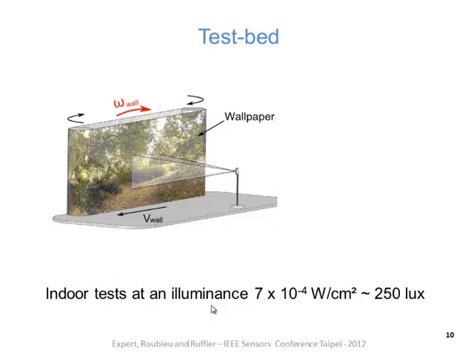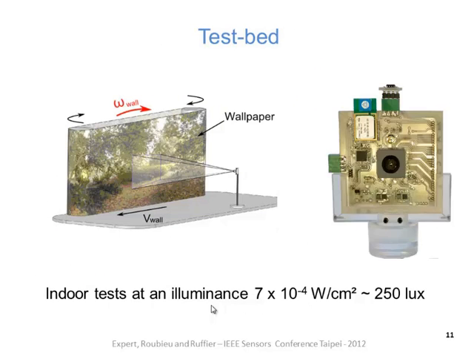And we tested that on a test bed, which is quite simple. We have the sensor with the electronic board placed in front of a wallpaper, which is moving thanks to two actuated drums. Due to this motion of the pattern, it creates an angular speed, omega wall, seen by the sensor. All these experiments have been done at about 200 lux indoors, so that's the kind of luminance you will have when you have a window open in a room, for example.